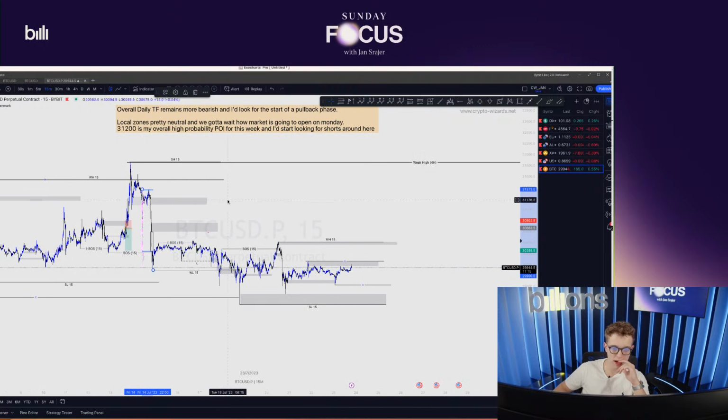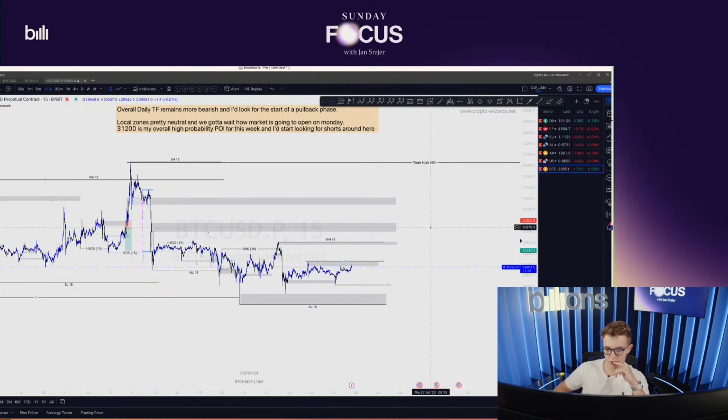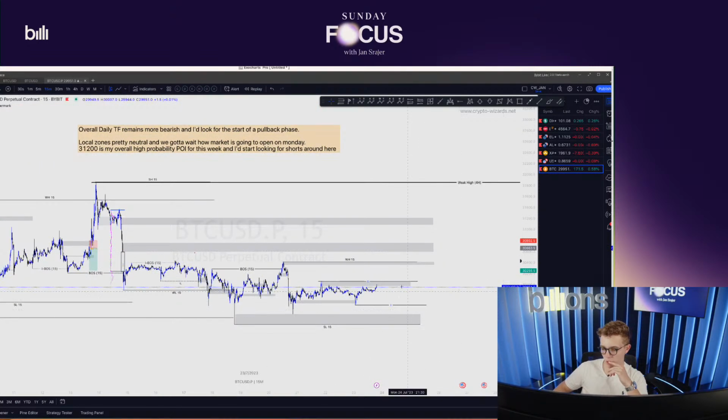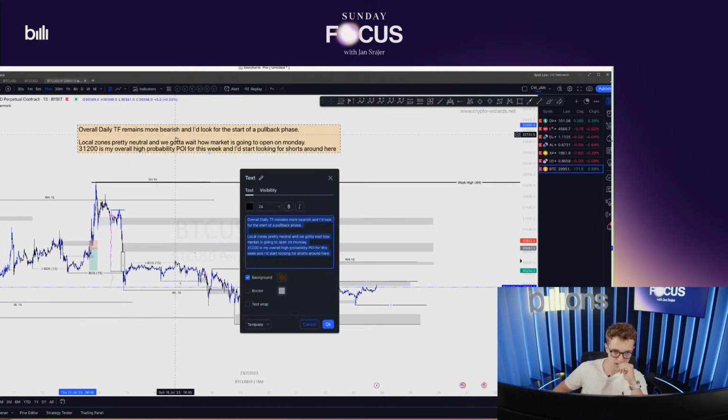There are some supply zones on the 15-minute, but they are not extra important. You know what I mean? So these are potential zones, but overall, this 30,400 level is extremely important.